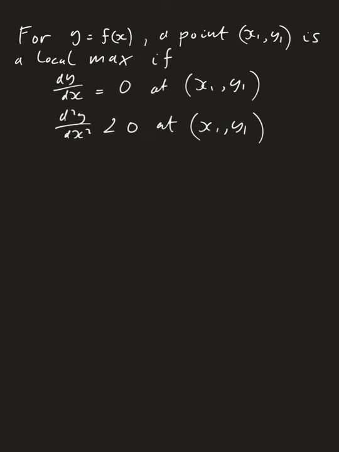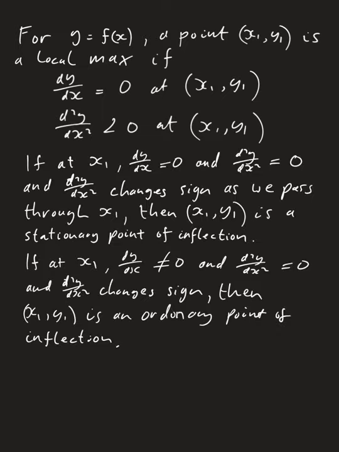So my second derivative test says that for y equal to f of x, a point x1, y1 is a local maximum if it's a stationary point where dy/dx is 0, and that at that point the second derivative is negative, or less than 0. So we've looked at positive second derivative and negative second derivative. There's only one possibility left, and that's if the second derivative turns out to be exactly 0.